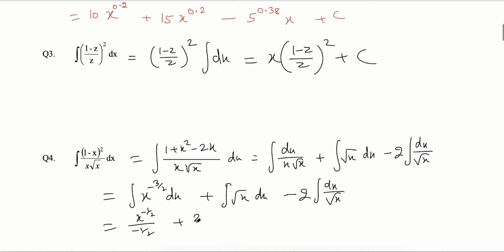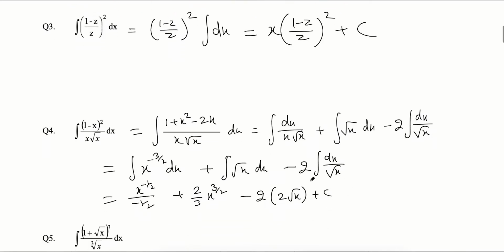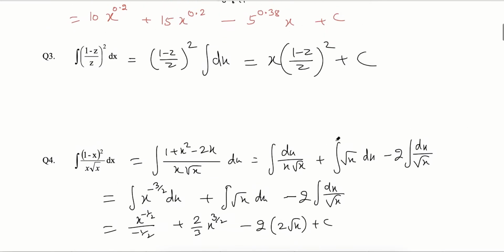Integration of root x is 2 by 3 x power 3 by 2. So many times I did this, so I am not explaining. Remember this minus 2 and remember dx by root x. I told you to remember it as a formula because it is very useful. It comes many times, and that is 2 root x. Plus c, and this is your answer. The final answer I am writing on top. Question is over.